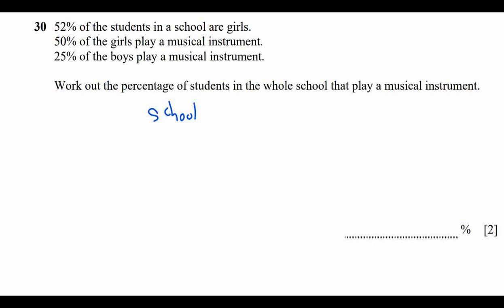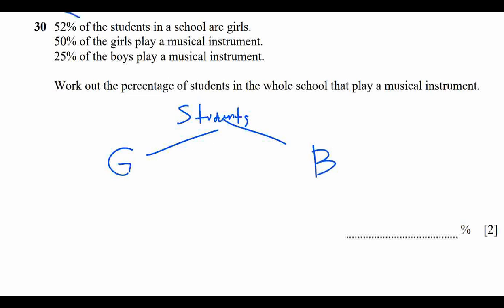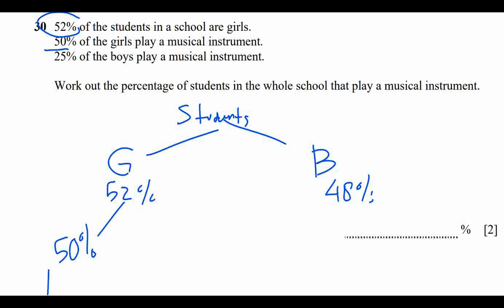The students have boys and girls. So girls, and now there is boys. Now 52% is girls. It means the boys is 48%. Now 50% of the girls play musical instruments, it means half of the girls play musical instruments. And then from the boys, 25% of the boys play musical instruments.